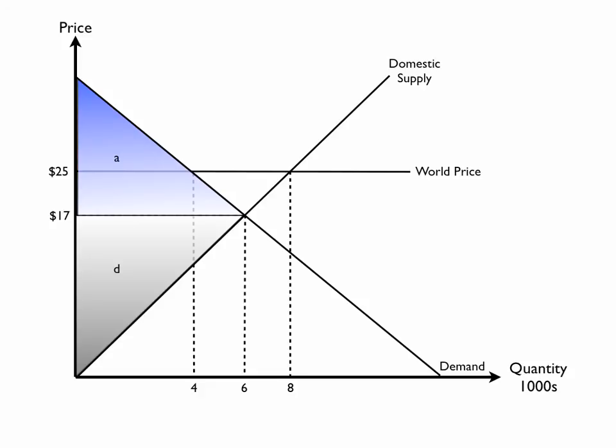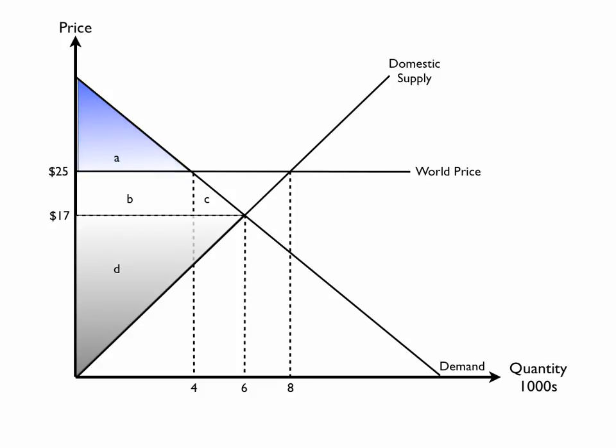Domestic producers are going to expand their output because they're getting more for each pound of sugar. They're getting $25 instead of 17, so they expand output from 6,000 to 8,000 pounds. Exports are therefore 4,000 pounds, the difference between 8 and 4. Domestic producers are producing 8,000 pounds of sugar. Domestic consumers are consuming 4 of that. The other 4 is being shipped overseas in the export market.